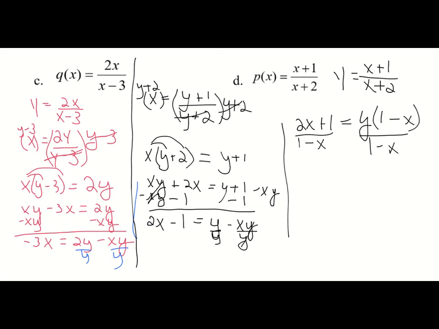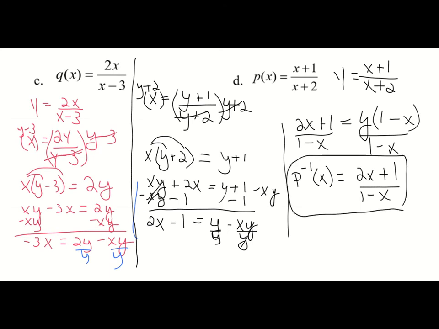And so y, or p of negative 1 of x, is equal to 2x plus 1 divided by 1 minus x. So it's a little bit of work, takes a lot of space up, but it does work in the end. It has an inverse, which is kind of cool.